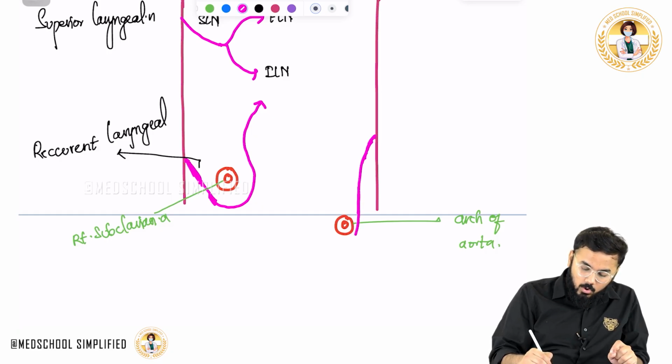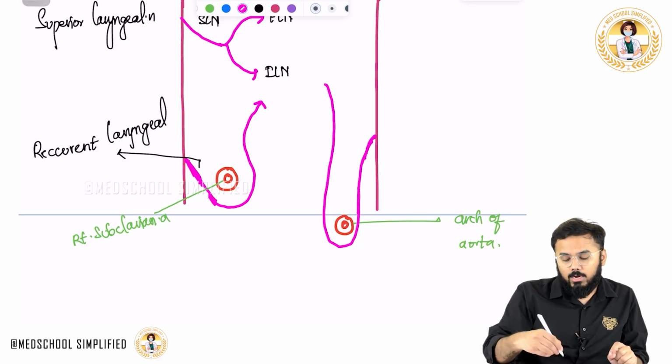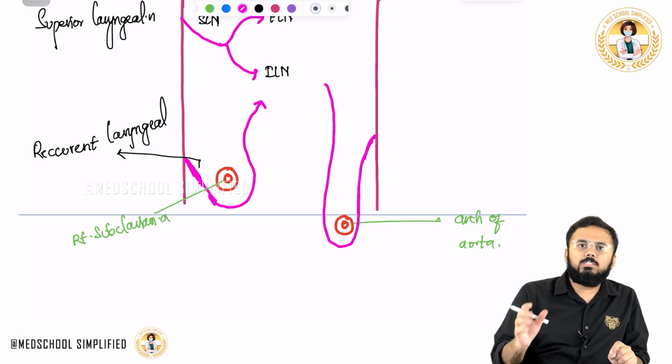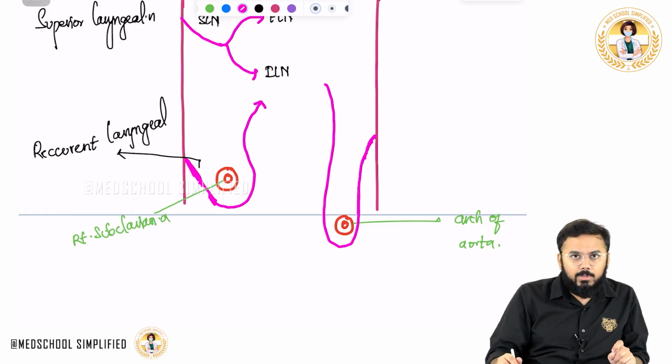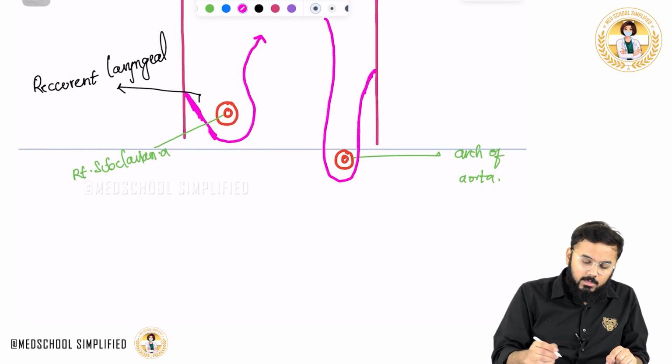Why? Because it has to go all the way down and then be taken up like this around your arch of aorta. So if there is an aneurysm of the arch of aorta, which nerve will be compressed? The left recurrent laryngeal nerve will be compressed. Okay, so this is one of the important things which you need to know.